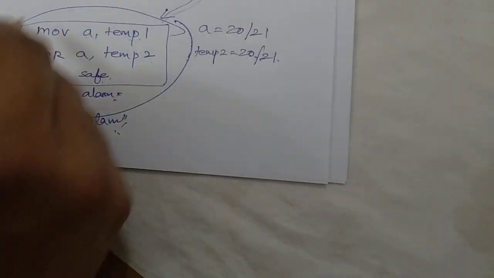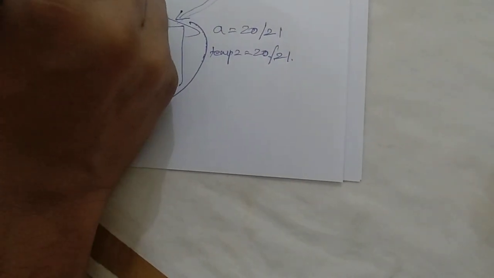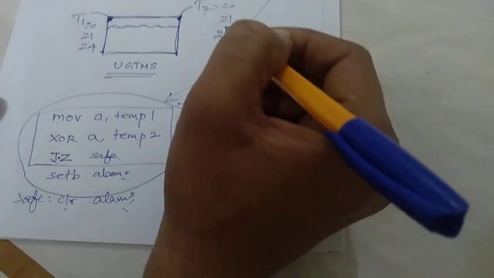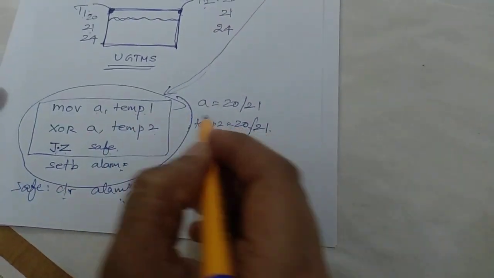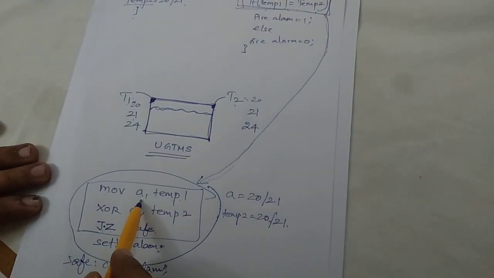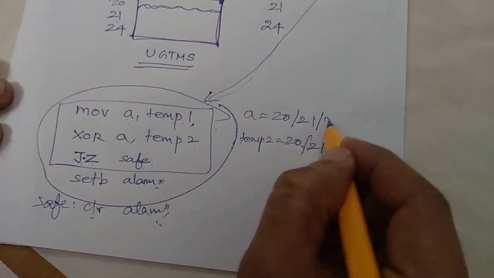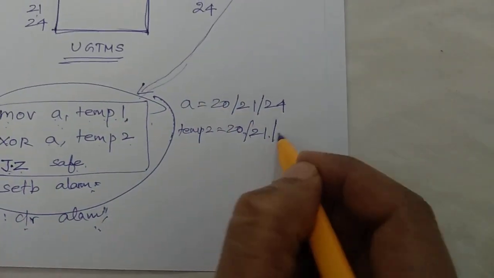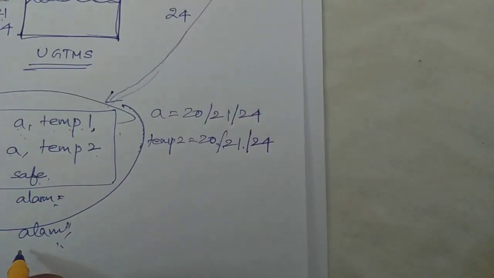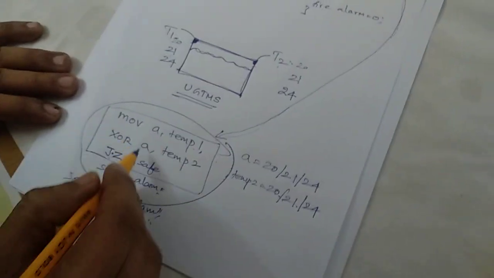So when it is continuing, right? Now the temperature has become 24. Say for example, now the temperature T1 measures 24 and the temperature T2 measures 24. So now while executing compare operation, if temp 1 is not equal to temp 2, here in the assembly language program, MOV A, temp 1. So A is already 24 and temp 2 is also 24, jump 0, etc. Then it keeps on doing this. MOV A, temp 1, XOR A, temp 2, it goes on like this.